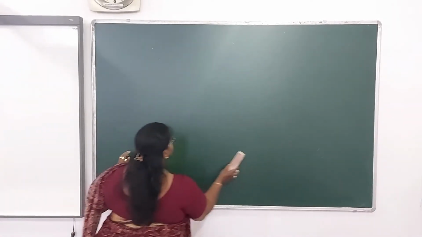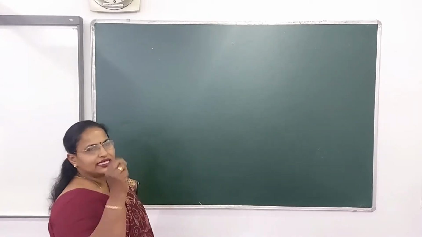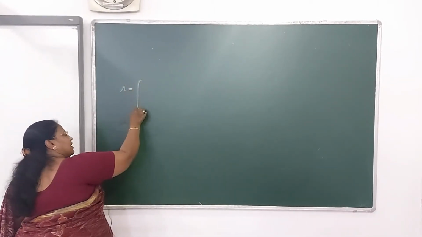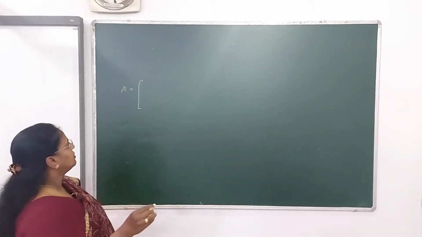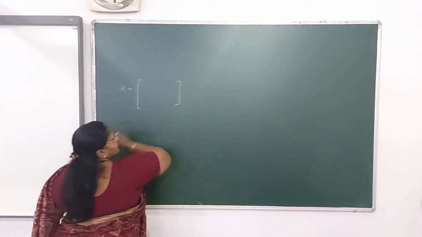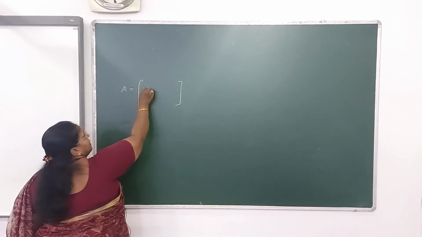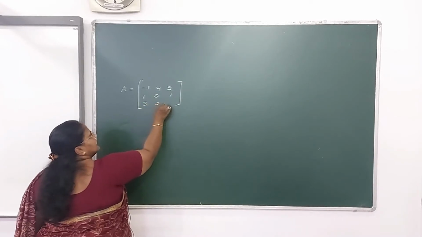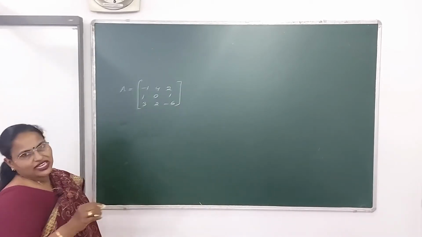Now the next, one more example let us take for this. Let A be a square matrix of order 3. Let us find out the cofactor of each and every element of the given matrix. Let the matrix A be minus 1, 4, 2, 1, 0, 1, 3, 2, minus 6. Row wise we'll find it out.